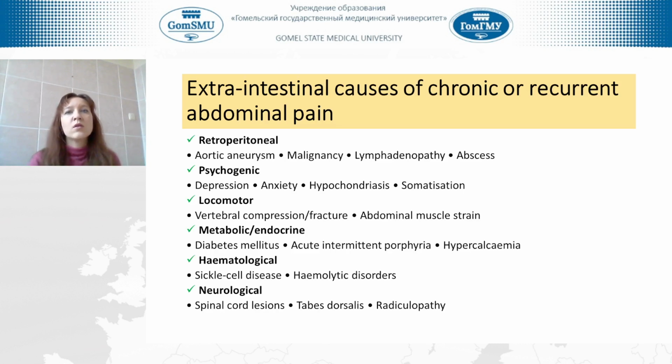Extraintestinal causes of chronic or recurrent abdominal pain. It can be retroperitoneal: aortic aneurysm, malignancy, lymphadenopathy, abscess. Psychogenic: depression, anxiety, hypochondriasis, somatization. Locomotor: vertebral compression fracture, abdominal muscle strains. Metabolic and endocrine: diabetes mellitus, acute intermittent porphyria, hypercalcemia. Hematological: sickle cell disease, hematological disorders. Neurological: spinal cord lesions, tabes dorsalis, radiculopathy.